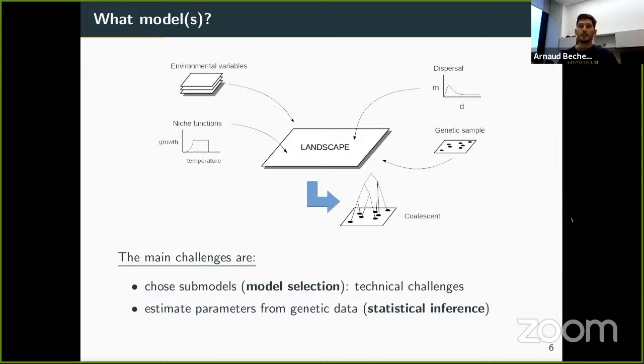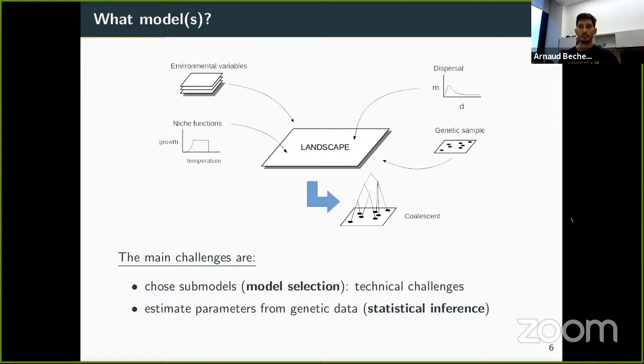And then conditionally to this demography, build a coalescent tree. The coalescent tree, this one here, represents the shared genealogy between sampled gene copies. And it's very useful because conditionally to the tree, you can put mutation models on the branches and just get an idea of genetic data and the spatial distribution of genetic diversity, right?